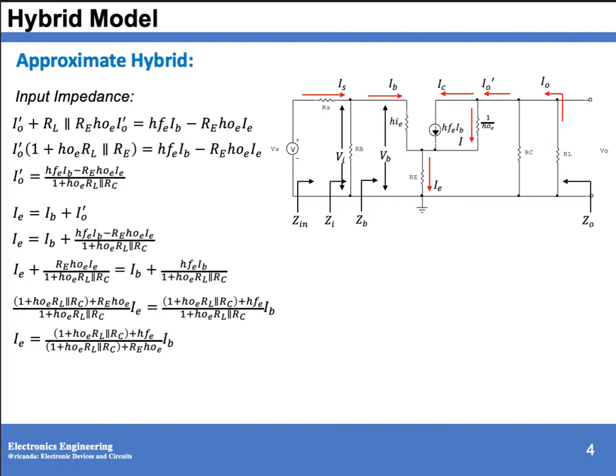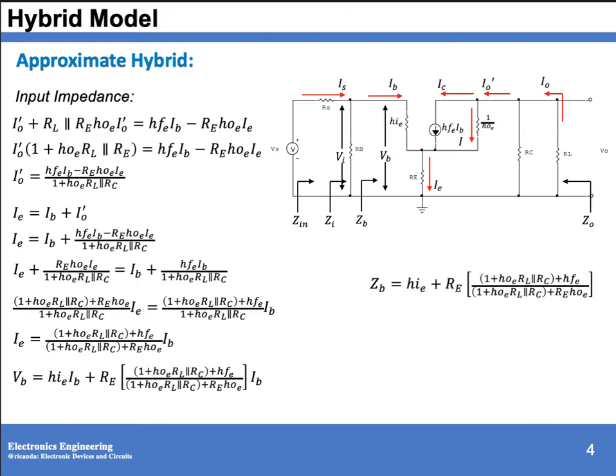We substitute this into our voltage at the base. The voltage at the base equals HIE IB plus RE times IE. Substituting IE into the voltage at the base, our equation of the voltage at the base is now in terms of IB. If we divide the voltage at the base equation by IB, that will be our impedance at the base. Getting impedance I, we have RB in parallel with the impedance at the base, and getting impedance IN, just add RS to impedance I.